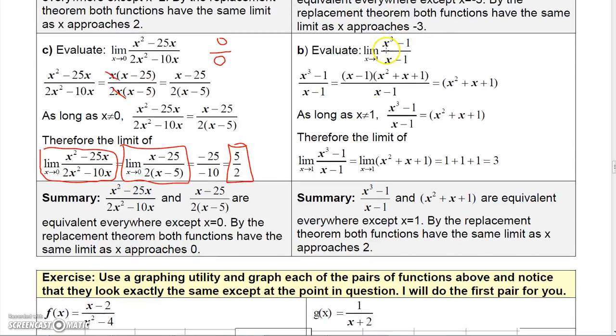Here's another one, and I just factored the top, and then I canceled this, and I got x squared plus x plus 1. And then when I used that for my replacement, so I replaced this function with this, and then took the limit as x approaches 1, and I got 3. And of course, the reason I had to do that is because when you plug 1 in up here, you get 0 over 0. Again, an indeterminate form.